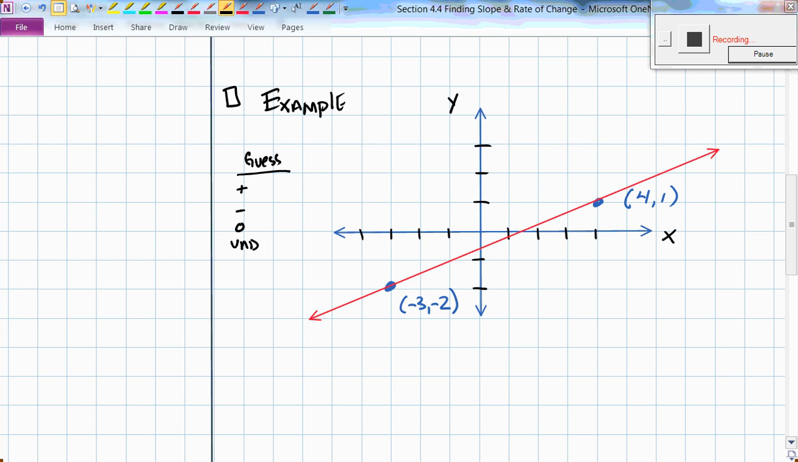So which point is the point on the left? (-3, -2) or (4, 1)? (-3, -2). So we're going to start with the point on the left. What I want you to do is start at that point on the left and do the rise and then the run. By the rise, I mean figure out how high you need to rise up to be parallel to the other point in the plane.